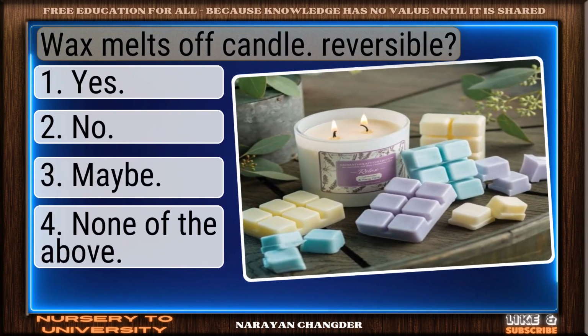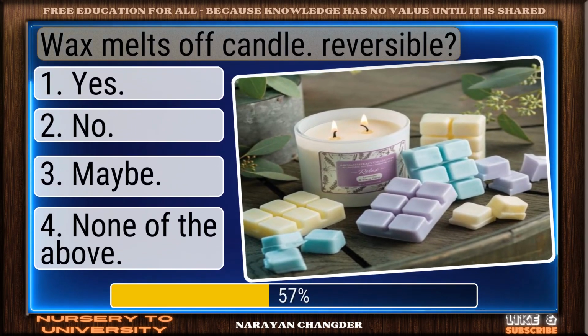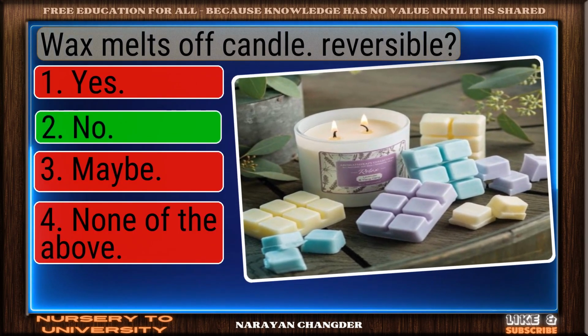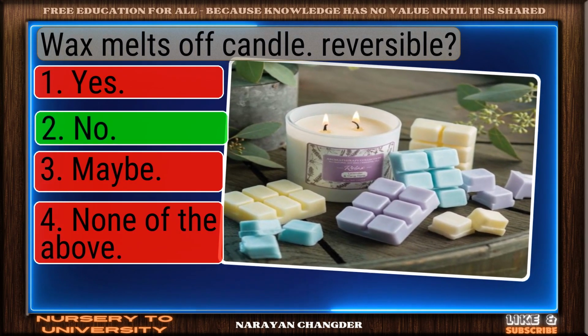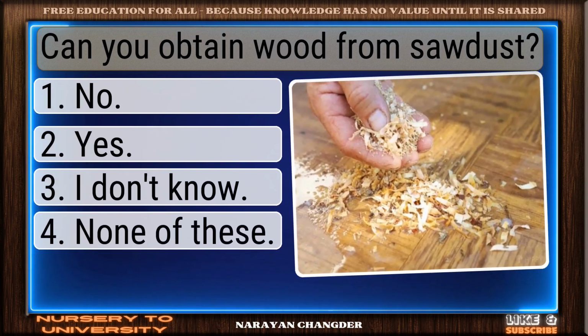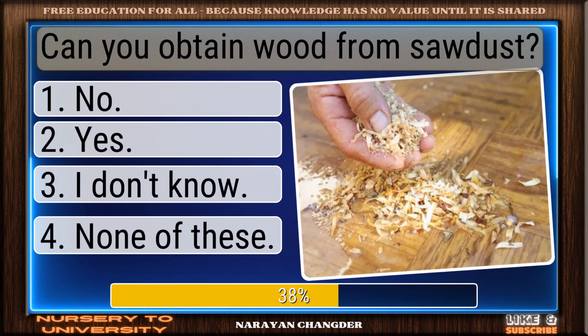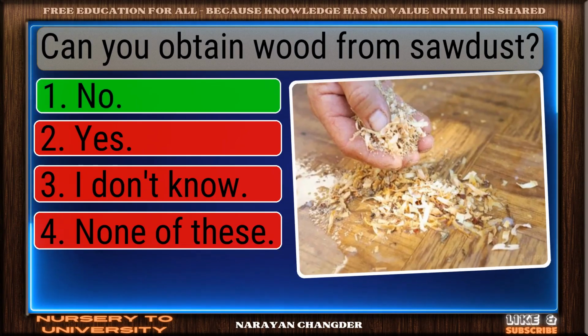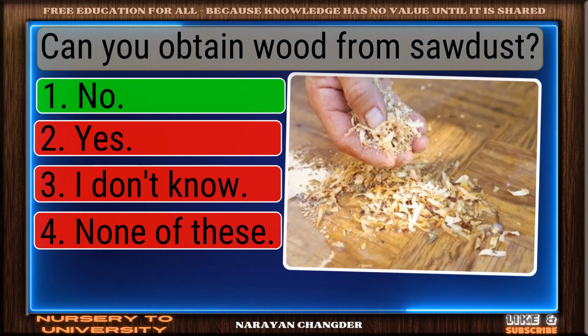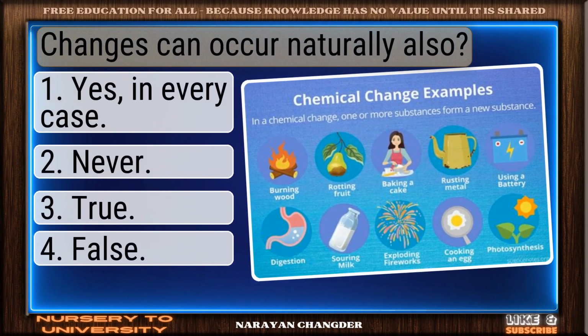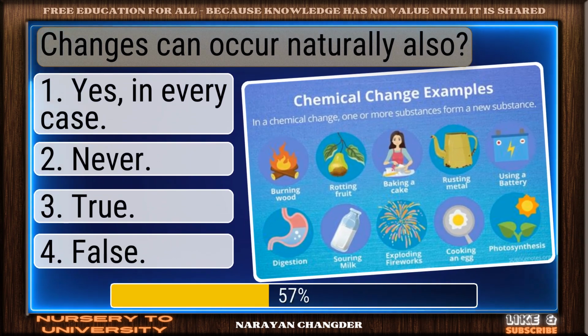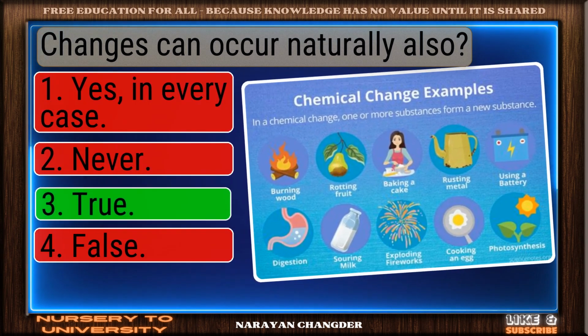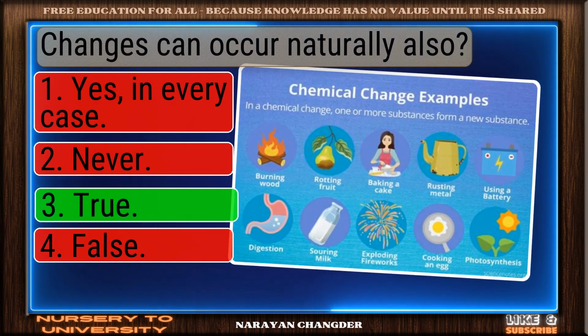Wax melts off a candle. Reversible. Correct. No is the right answer. Can you obtain wood from sawdust? Great thinking. No is the right choice. Changes can occur naturally also. Right again. True is a valid answer.